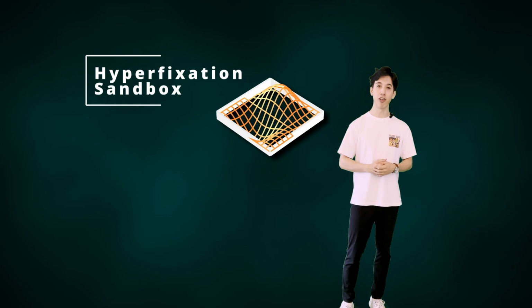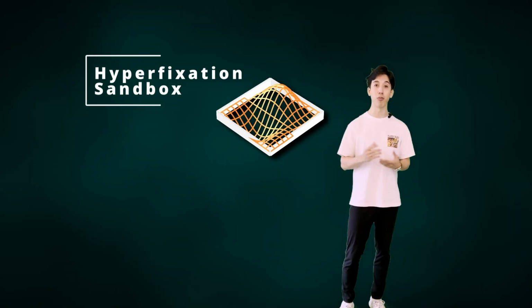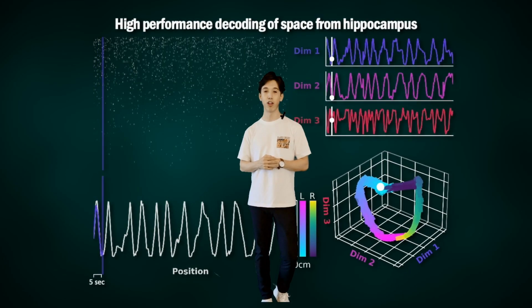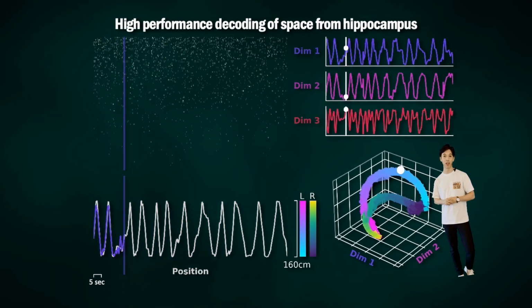Hey, welcome to Hyperfixation Sandbox. Here, I take interesting topics and break them down into their basic components to help you understand them without needing a degree in math. By the end of this video, you'll know how to use dimensionality reduction to decode brain activity and use it to predict an animal's location in space, so stick around.